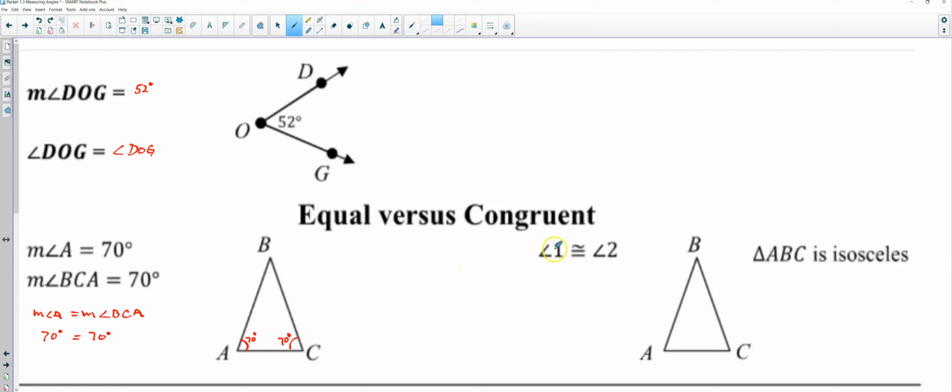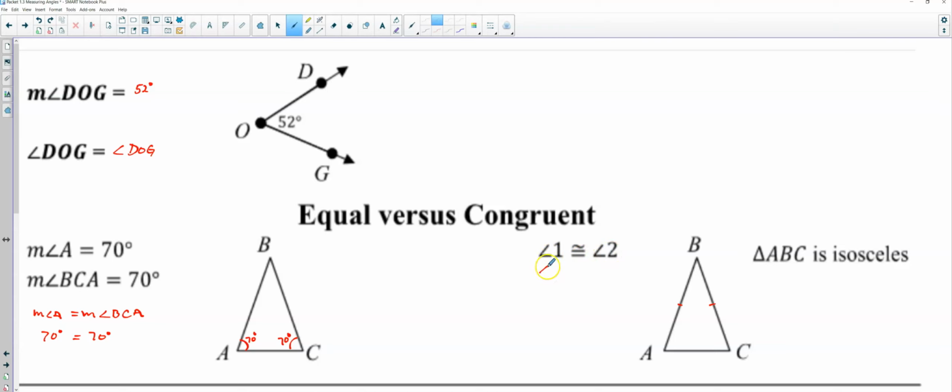However, when we're talking about angle 1, see, triangle ABC is isosceles. I don't know if you have heard that before, but isosceles means that you have at least two congruent sides. So I'm going to say that these two sides are congruent. So that means if these two sides are congruent, angle 1 is congruent to angle 2. Actually, it doesn't say the measurement. It says angle 1 is congruent to angle 2.